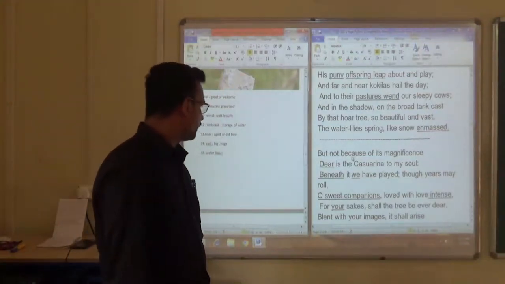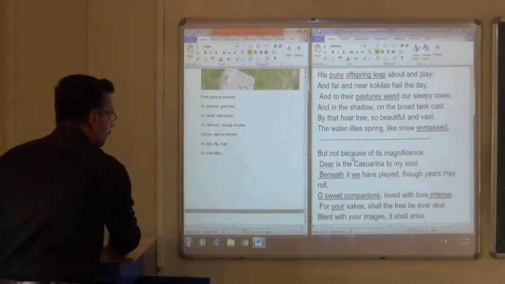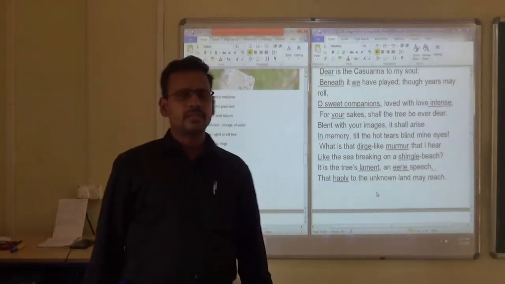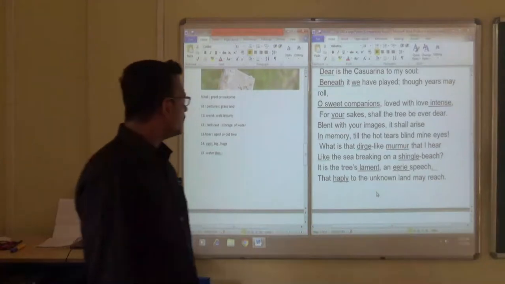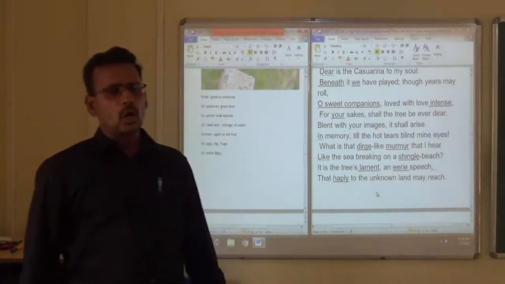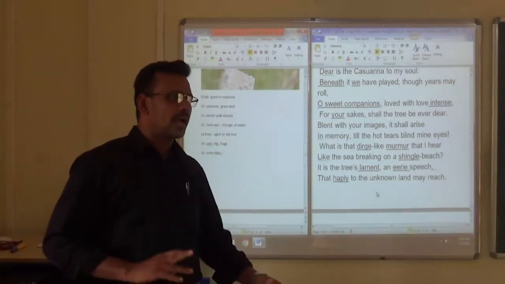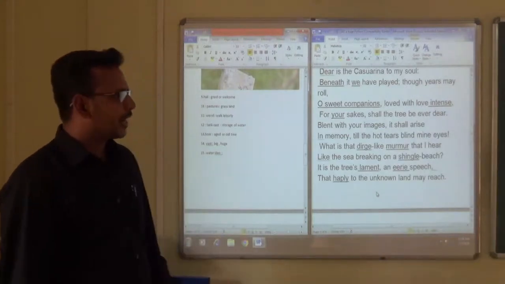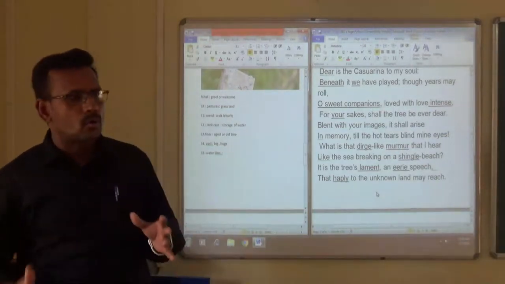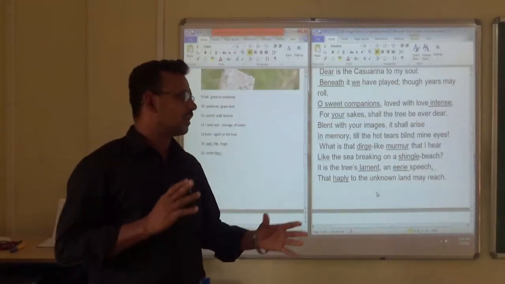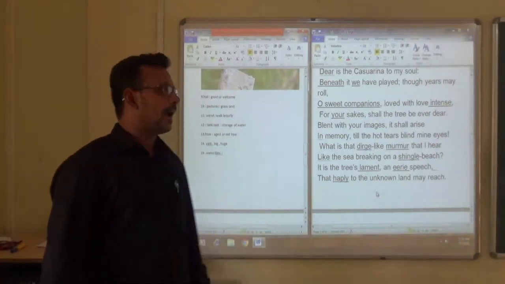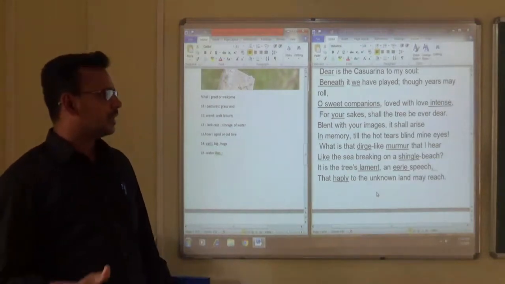Blend with your image, it shall arise in memory till the hot tears blind my eyes. When she was alone, she used to recall all her childhood activities and presented them as a poem. When she thought of her childhood life, most of all her brother and sister, she had hot tears that blinded her eyes. She had a lot of tears.